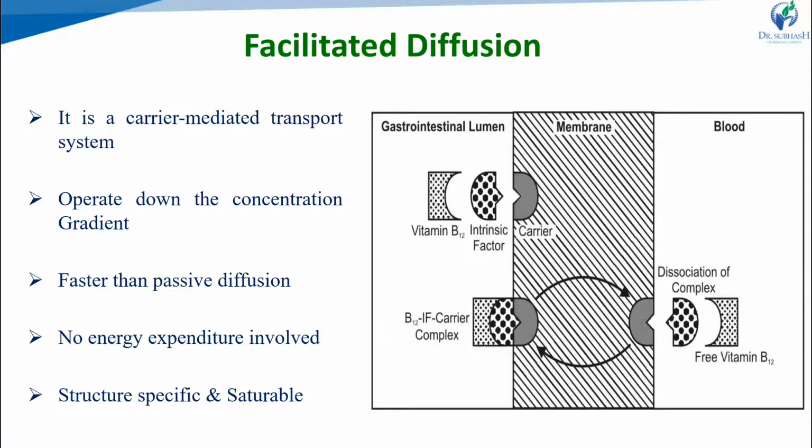In the figure, examples are given. Vitamin B12 and intrinsic factor bind or complex with the carrier, and that carrier drug complex reaches the other side, the blood, and dissociates, releasing vitamin B12 as free drug.